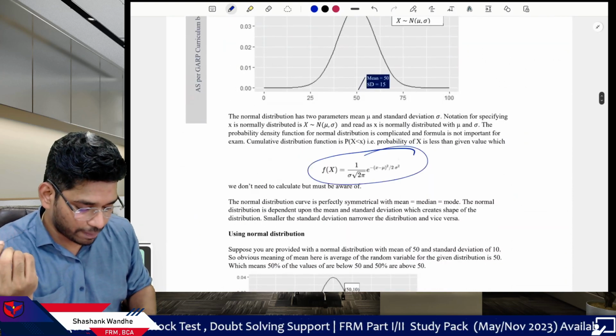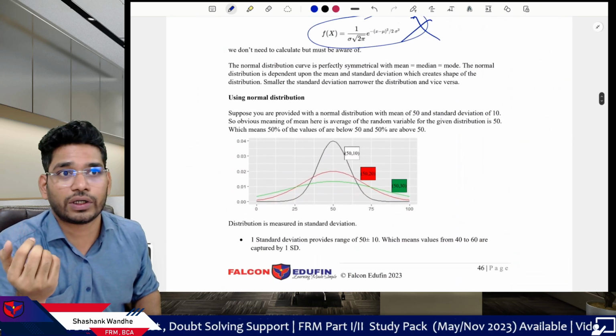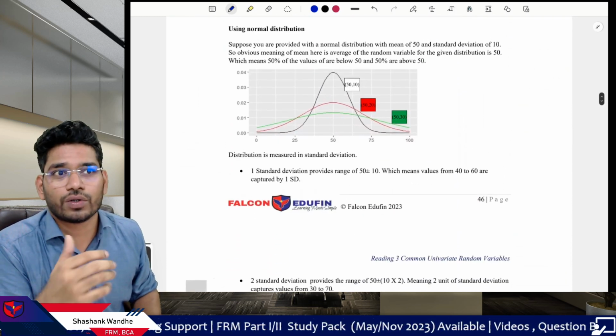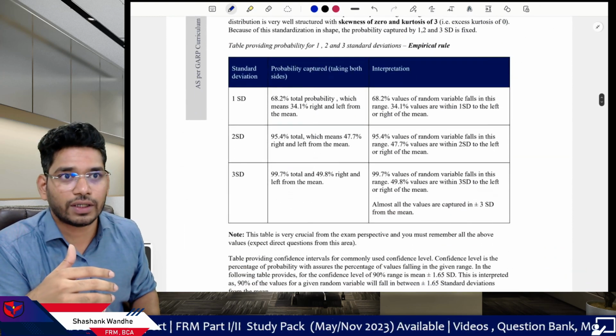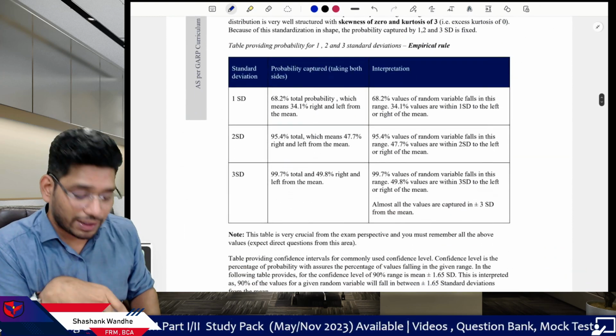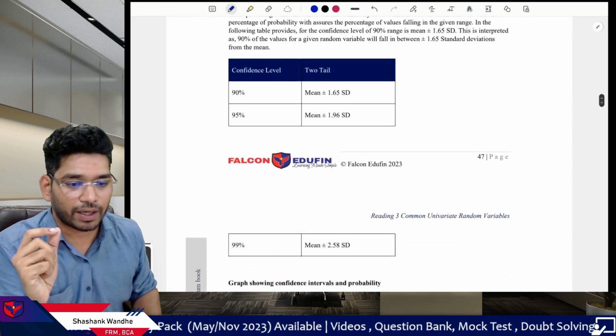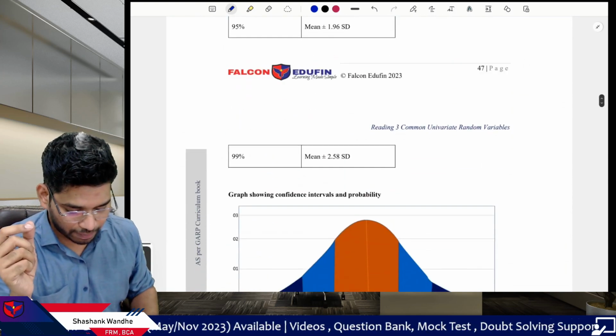This formula is not at all important. You need to remember this particular formula already mentioned in the book. So how to use the normal distribution is very important. Properties of normal distribution. Table. Whenever you see a table, you must remember it. Okay, then table, must remember.